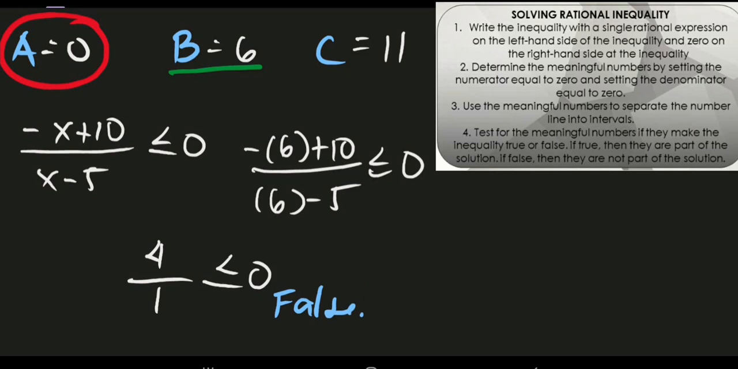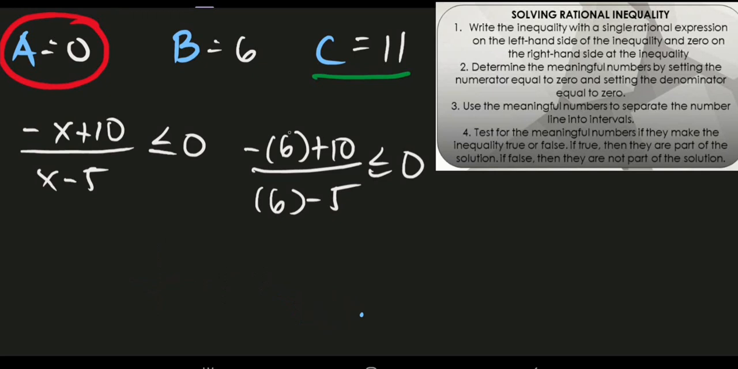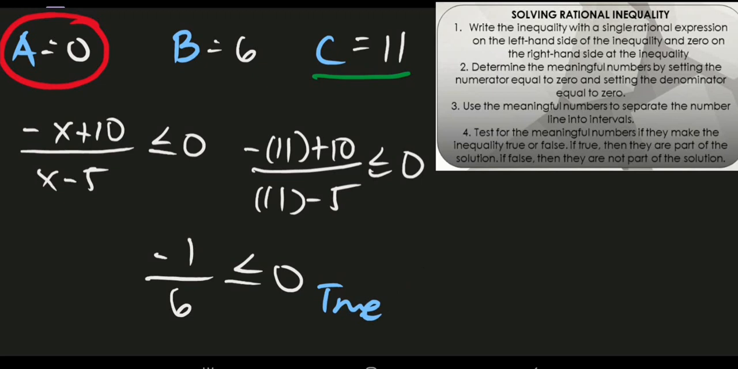And let's try to use our last interval, which is C. We have C as 11. If the value of x is 11, it will give us negative 11 plus 10 all over 11 minus 5, and that is less than or equal to 0. So let's try to check, and let's simplify. Negative 11 plus 10 is negative 1, all over 11 minus 5, that is 6. And this is actually less than or equal to 0. We have a negative value, so that means this is true. And interval letter C is also part of our solution.